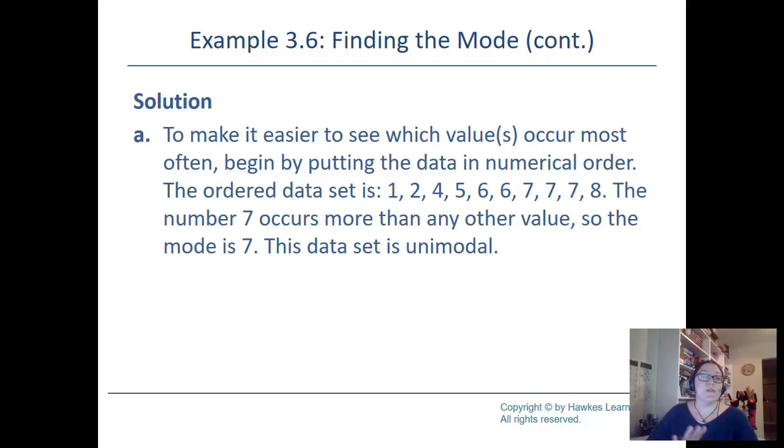Do you have to put it in numerical order? No, but sometimes it is helpful when you put it in that numerical order. And when you do that, it does give us this really nice view where we can see that we wrote 7 more often than anything else. So 7 is the mode. And this data set is basically a unimodal data set because there's only one mode.